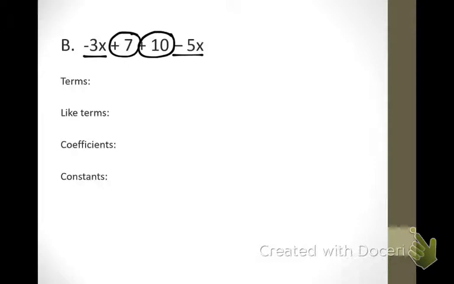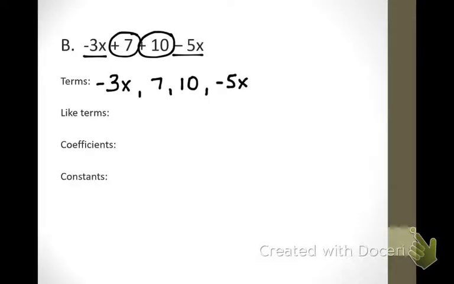So now that we've underlined and circled, we're going to go ahead and identify what these are. The terms, remember, that's just all the numbers that are being added or subtracted together. What's the first term you see there, class? -3x. Write it down. And we're just reading from left to right what those terms are. What's the next term you see there? +7. The next one? +10. And the final one? -5x. Thank you again for saying -5.